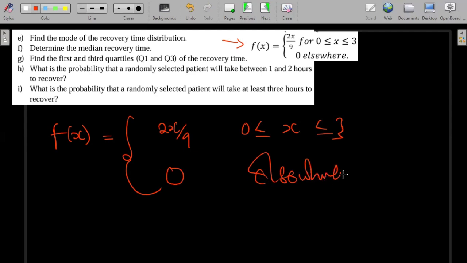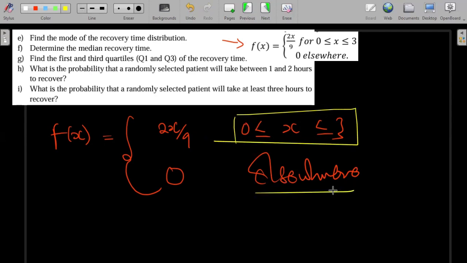So meaning that whenever you pick a value of x that is not in this interval here, then the probability there will just be 0. That's what this means. So we want to find the mode. Okay, so what is the mode? From your statistics, we say the mode is the entry that has the highest frequency, right? So now, when it comes to continuous random variables, the mode is the value of x that gives us the highest probability.